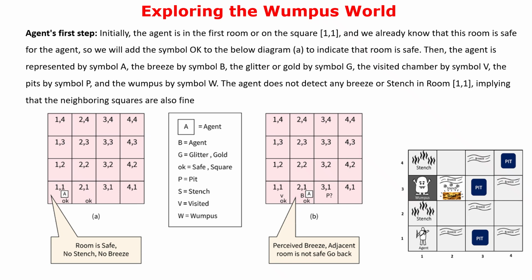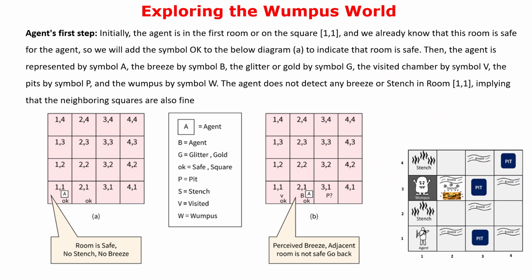Initially, the agent enters the first room, the square called 1 cross 1. We already know about it at the initial state. While the agent has entered, the particular square 1 comma 1 is always a safe state. The initial state will be a safe state.